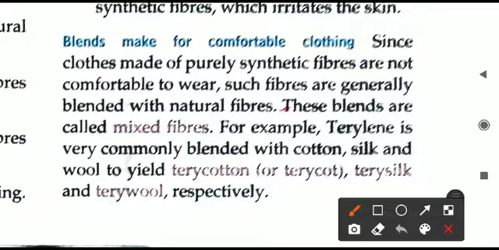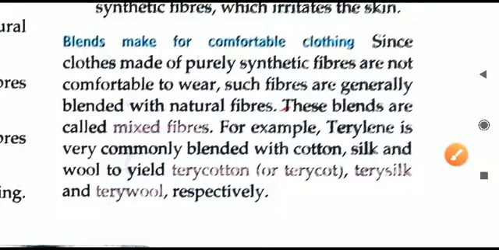So purely synthetic fibers are definitely not at all comfortable to wear. We cannot wear pure synthetic fibers. Natural fibers are very comfortable, but there are certain disadvantages related to that. They are very costly also. So what can be done? We can use mixed fibers.